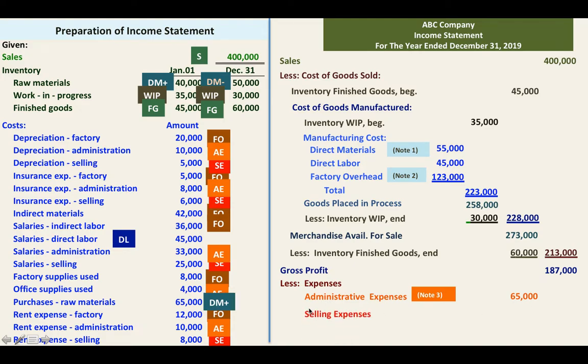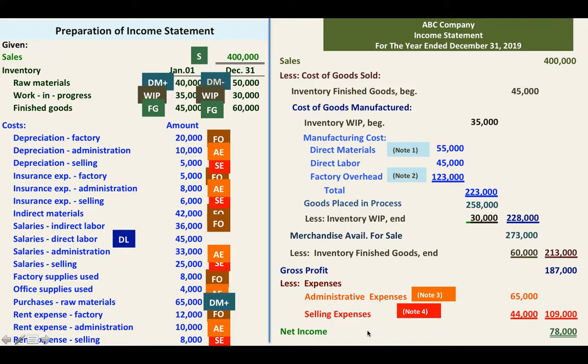And our selling expenses, it was on note 4, and the total of that is 44,000. Okay? And then the total of these expenses is 109,000. So gross profit of 187,000 minus operating expenses of 109,000 will give you a net income of 78,000. Okay, now you are done with your income statement.